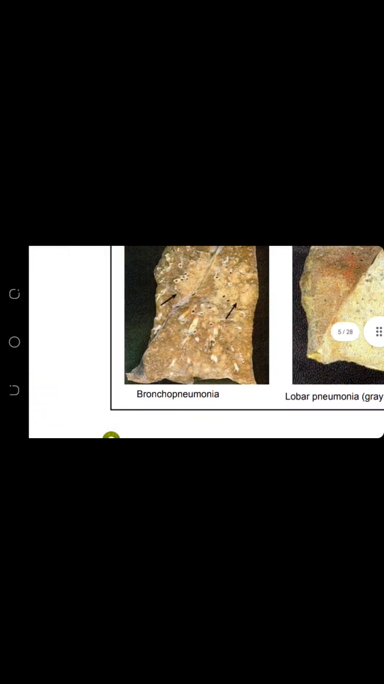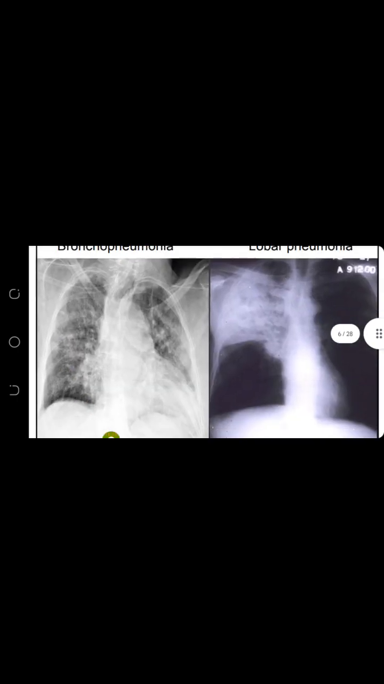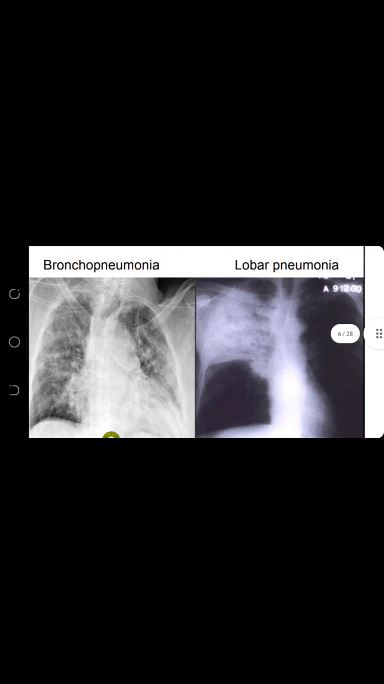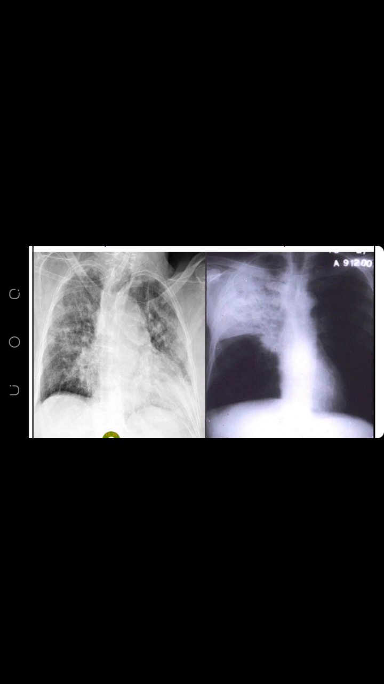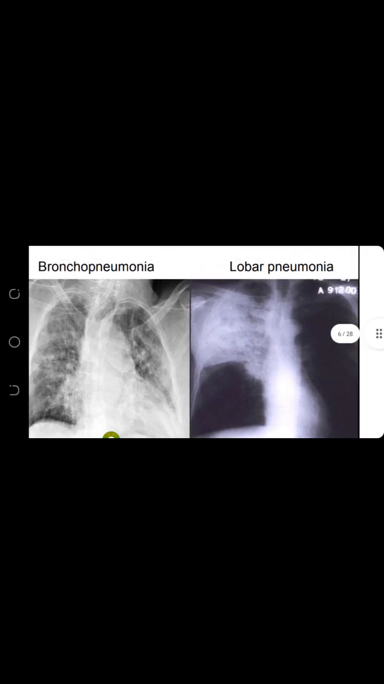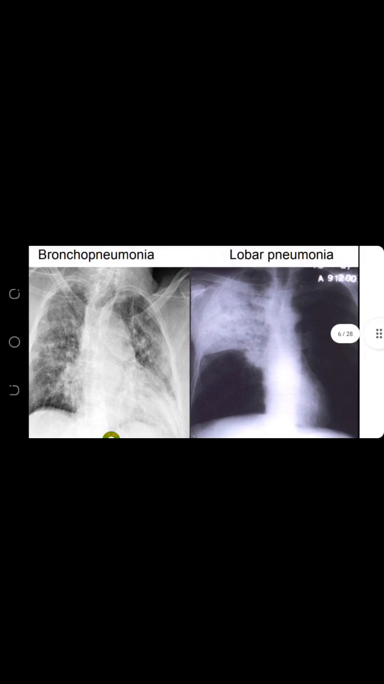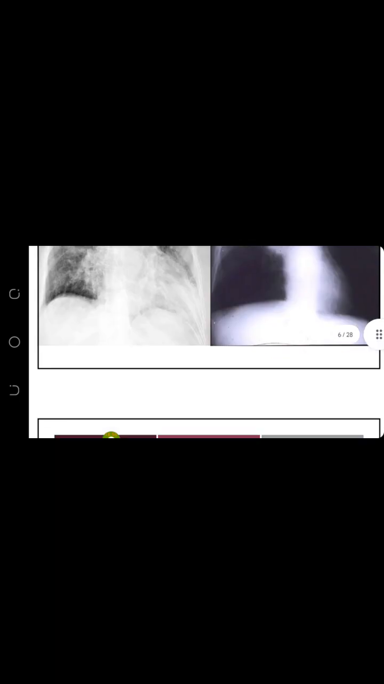Okay, all right. Then the other component is the bronchopneumonia. Using the X-ray, the radiation, it is going to appear like this. When you check on these two pictures, you realize that on the right one we have the bronchial pneumonia, and on the left one we have the lobar pneumonia.